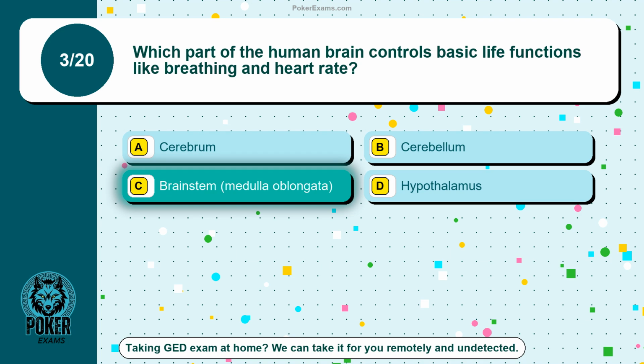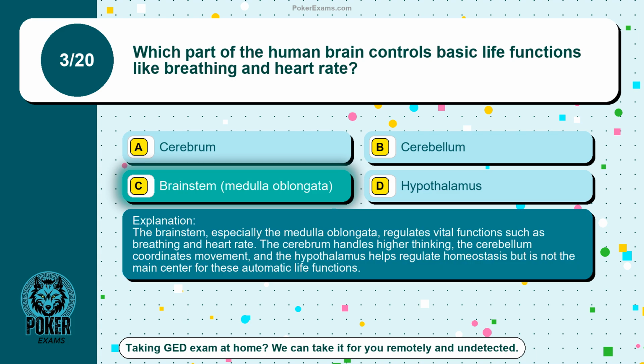Brainstem, medulla oblongata. The brainstem, especially the medulla oblongata, regulates vital functions such as breathing and heart rate. The cerebrum handles higher thinking, the cerebellum coordinates movement, and the hypothalamus helps regulate homeostasis but is not the main center for these automatic life functions.